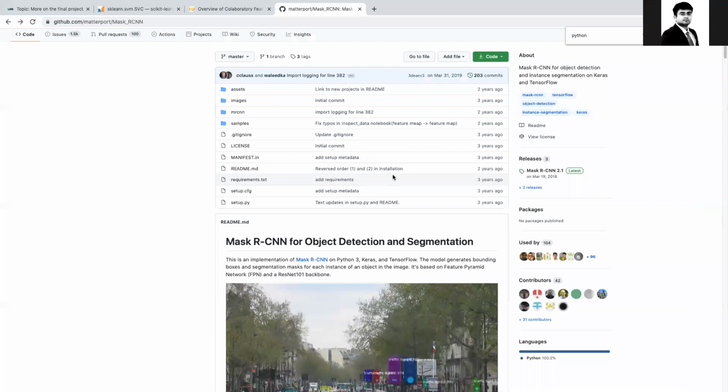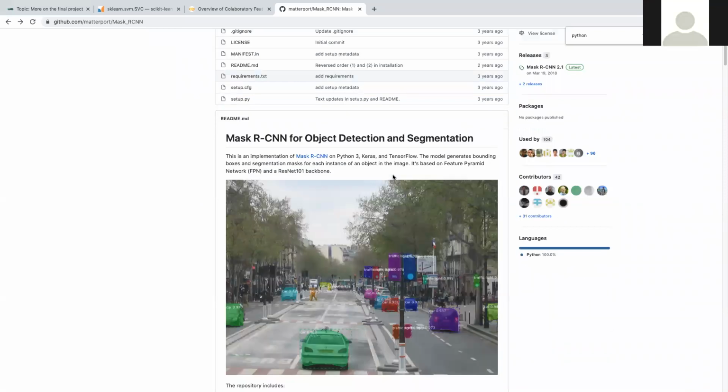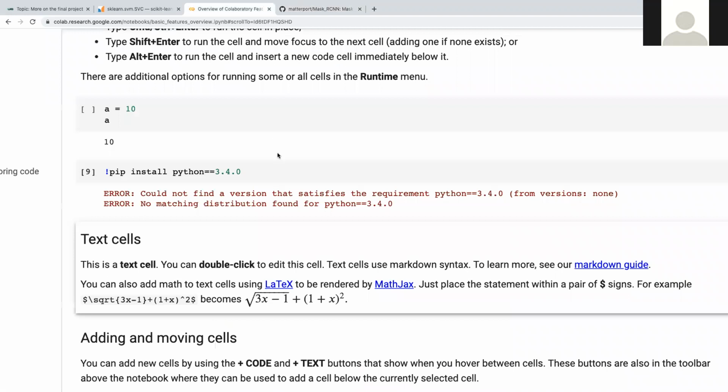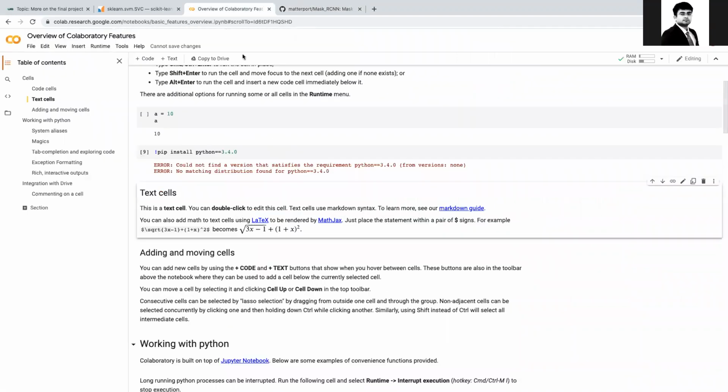So yeah, I don't know why. Python version shouldn't be an issue, 3.7 or higher. Anyway, you can play with it because of the limitation. Maybe you can talk to the TA in the TA hours, and they will figure out what the problem is. I don't think it's a Python problem.